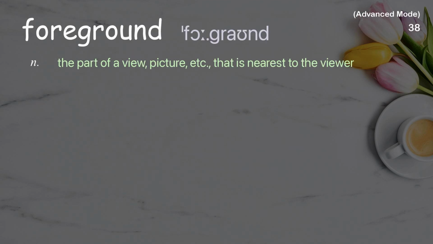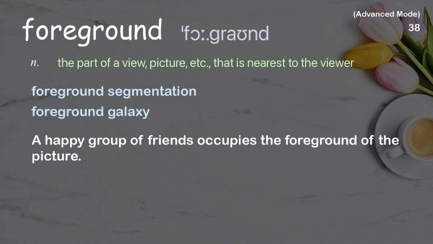Foreground. The part of a view, picture, etc., that is nearest to the viewer. Examples: Foreground segmentation. Foreground galaxy. A happy group of friends occupies the foreground of the picture.